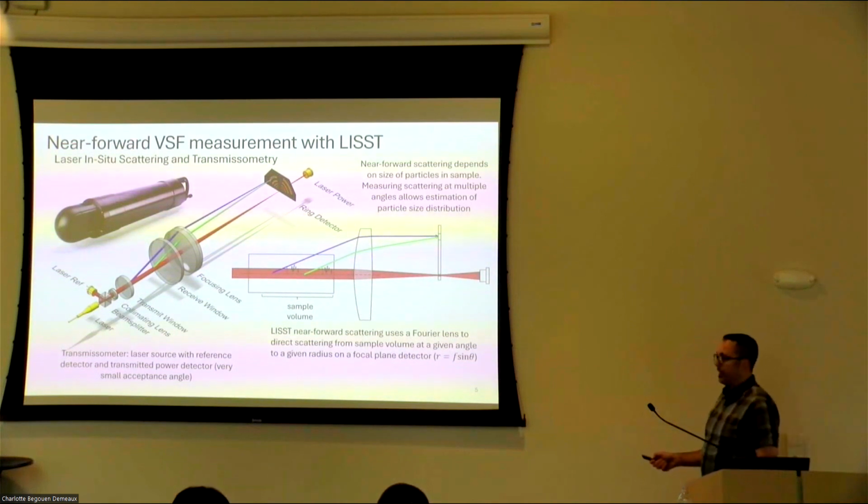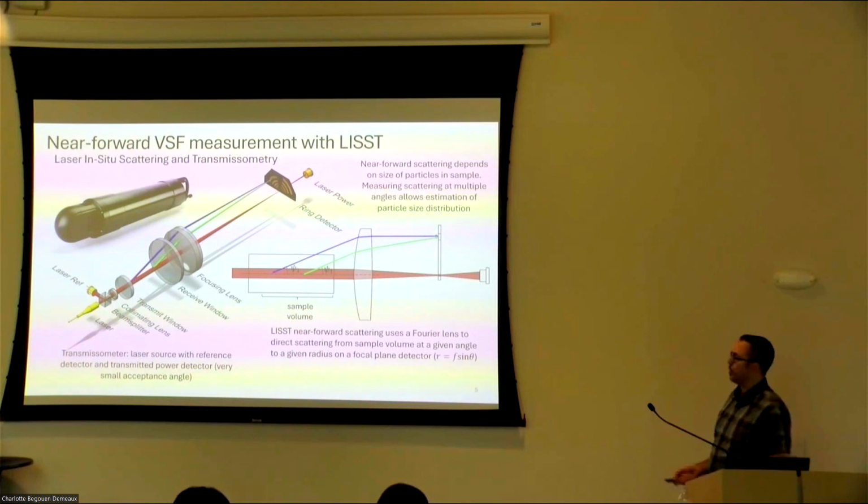So without even thinking about scattering, this is a transmissometer, as Emmanuel showed yesterday. You've got the amount of power going into the sample volume, and you're measuring the amount of power that makes it through the sample volume. So that gives you an immediate transmission measurement.